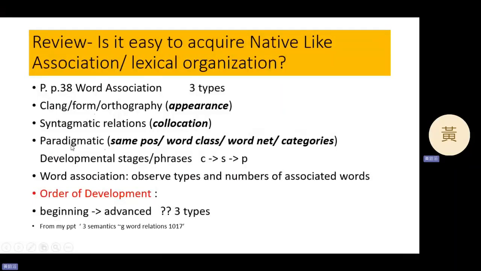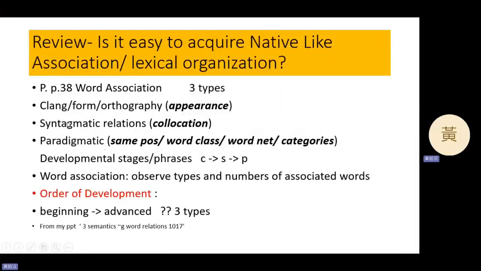Because not until you become an advanced learner, it's difficult for you to paraphrase. I don't know whether you still remember when you were CC1 or CC2, especially CC1, you tried to paraphrase, but it was so difficult for you because you hadn't utilized the paradigmatic relation. Okay. So the order of development is they will first commit the clang type of error, and then they will acquire it, and they won't commit the error. For example, right now, I won't make mistakes on affect and effect.